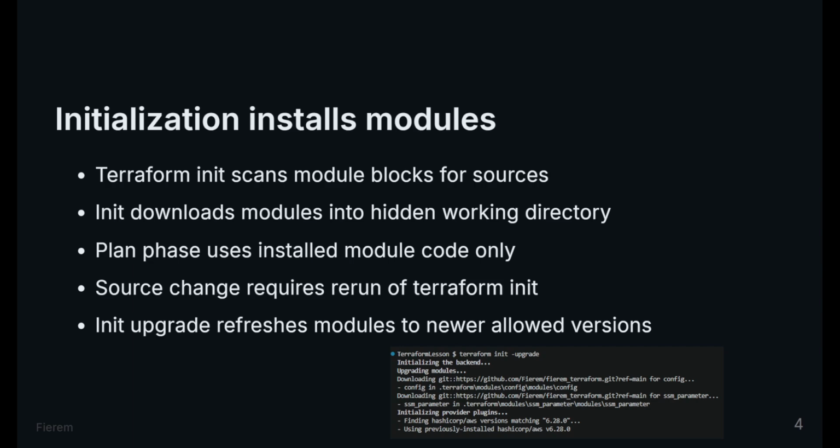terraform init searches for module blocks and retrieves child modules from their source addresses. Terraform stores the installed module code in a hidden working directory location before plan or apply uses it. If you change the module source or change the registry module version, you must rerun terraform init. If modules are already installed, terraform init -upgrade updates installed modules to newer versions instead of reusing the previous download.